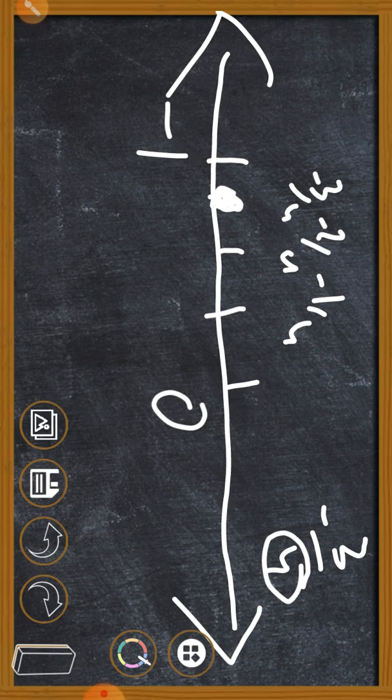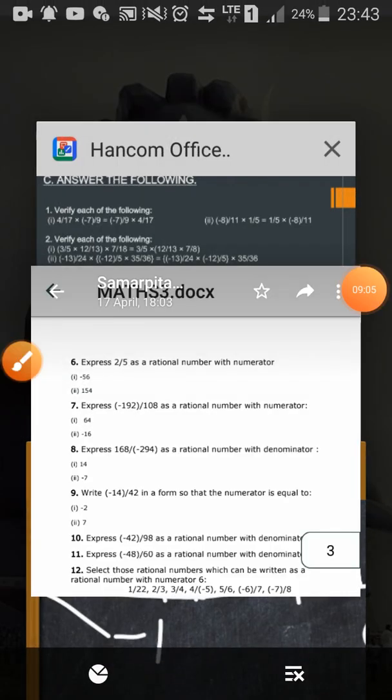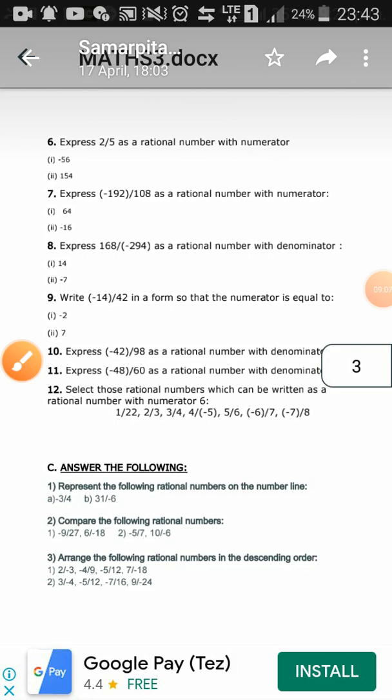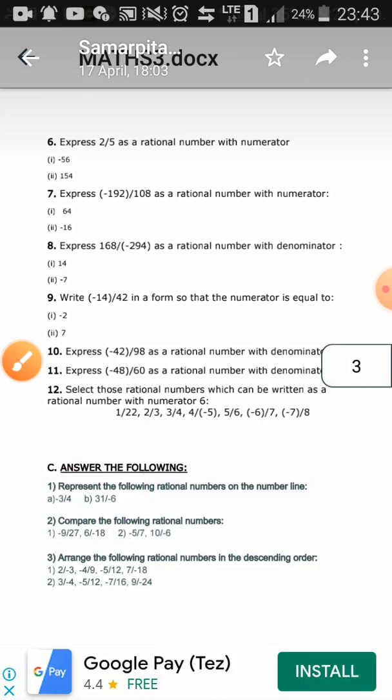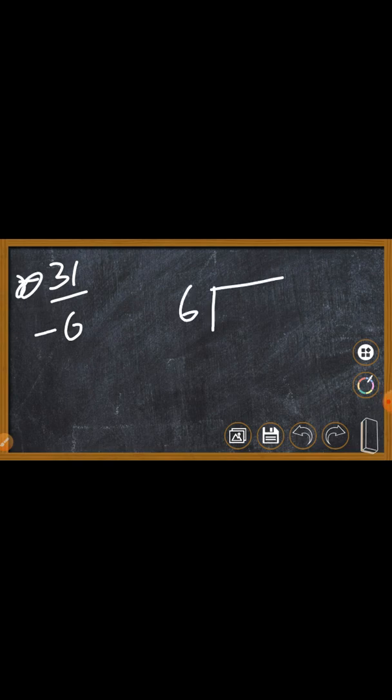Yes, now let's move on to the next one. Next one, they are asking you, it is an improper fraction, 31 by -6. First we are supposed to find out that it lies between which and which number. First I will divide and find out what the mixed fraction for this is.